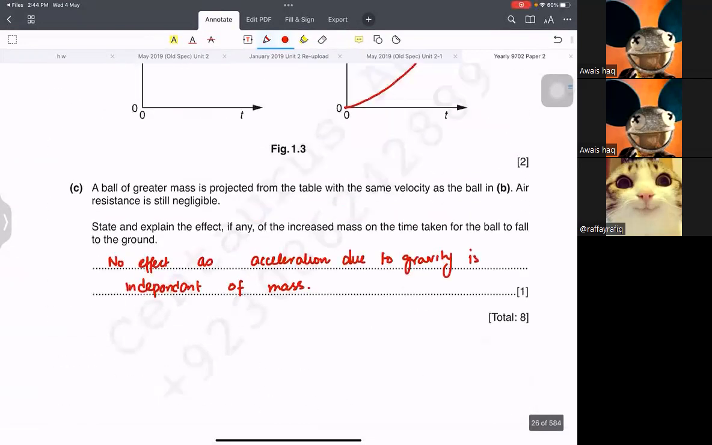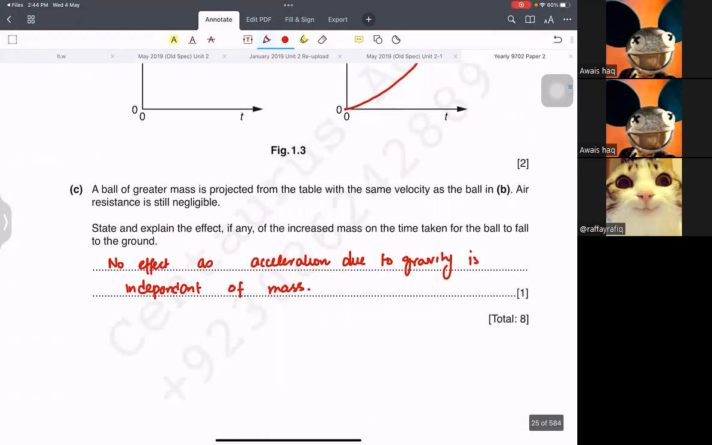Sir, could you just say that the acceleration is constant? Yes, you can say that. But you have to basically connect it, that it won't have any effect because both will have the same acceleration no matter what, okay?